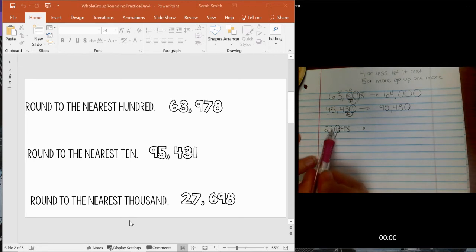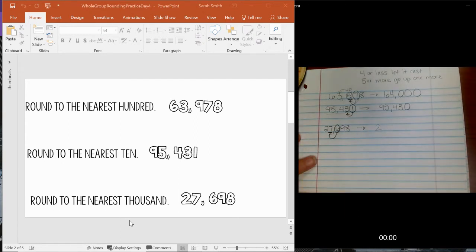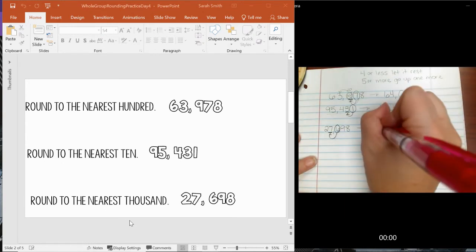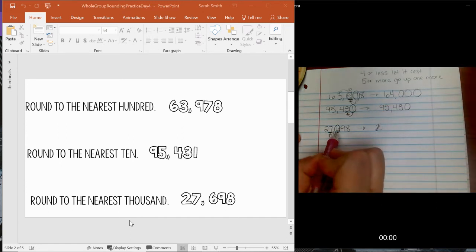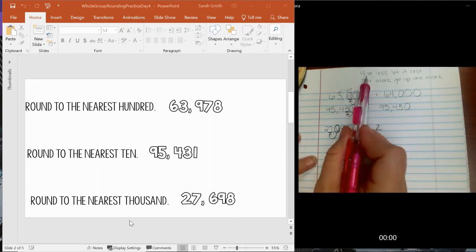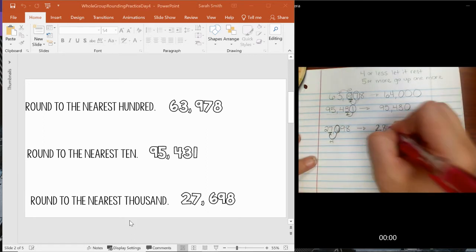Okay, so this isn't a tricky 9. So I know automatically that the 2 stays the same because he's in front of the place we're rounding. And I know that that's 7. Sorry, I'm making that a little darker for you. I know that that's 7. Let's look at the rule. Okay, now is this 5 or more or 4 or less? It is 5 or more, so therefore that 7 is going to go up 1 more. Okay, so that 7 is going to become an 8.